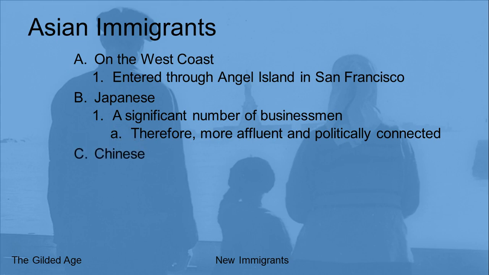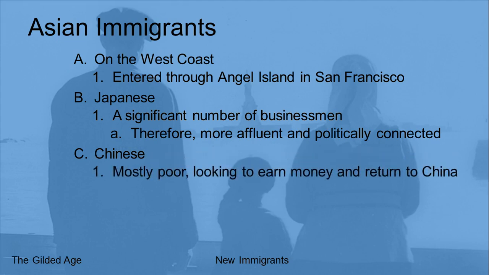The other group of Asian immigrants, the noticeable group of Asian immigrants, are the Chinese. There's a lot of Chinese workers that move to the United States. Most of them are poor. And their purpose in coming, for a lot of them, was to earn enough money to then go back to China and basically be able to retire at the age of 35 or something like that.